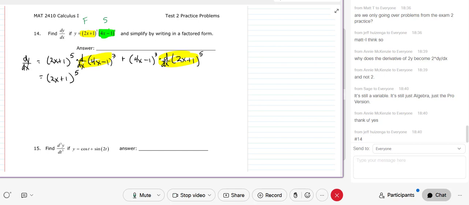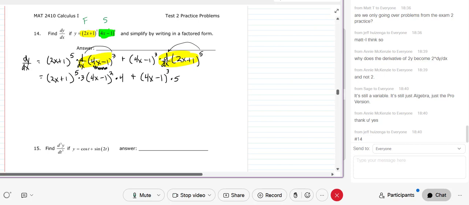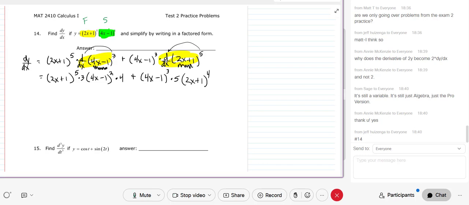When you do the chain rule here, the 3 comes down in front. You have 4x minus 1 to the second. And then you got to remember to do the derivative of the inside part, which is times 4. That's a common place students mess up on sometimes. Now you would have 4x minus 1 to the third power, and then do this derivative. That would be 5 times parentheses 2x plus 1 to the fourth, and then the derivative of the inside part on that is going to be the 2. Okay?